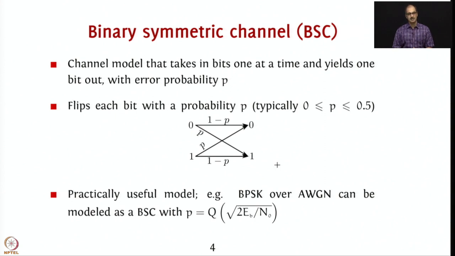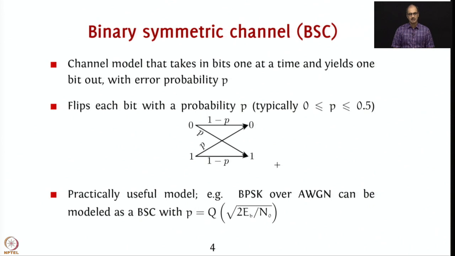Let's say you use BPSK or whatever your other constellation. Noise causes the symbol to get detected incorrectly. The symbol being detected incorrectly results in a bit being detected incorrectly. Thus, we need a channel model that essentially characterizes this kind of errors that can occur at the bit level. So we focus on the binary symmetric channel.